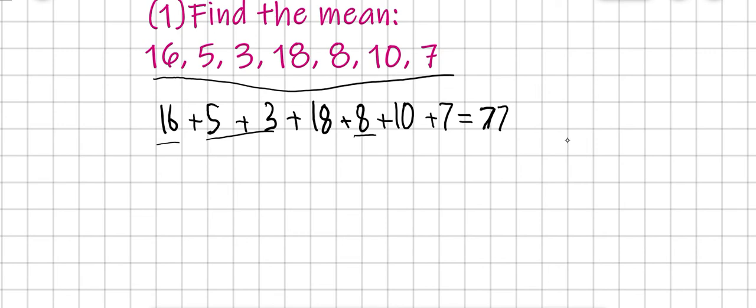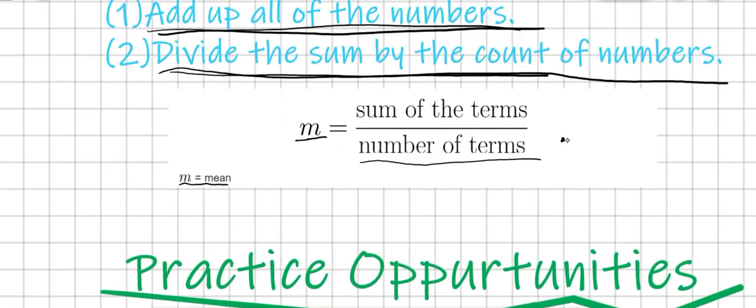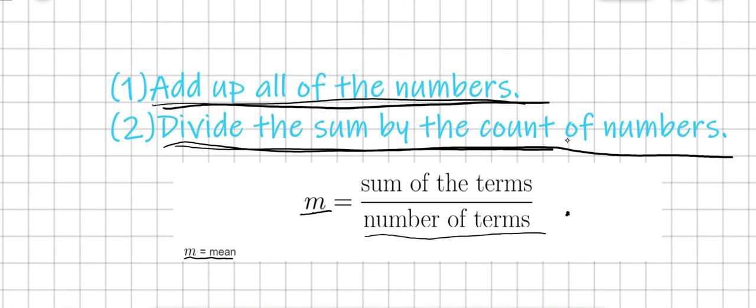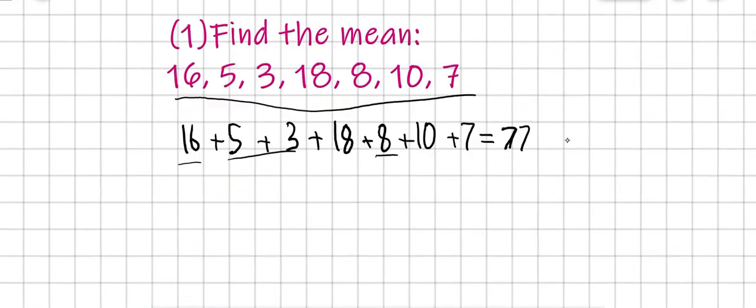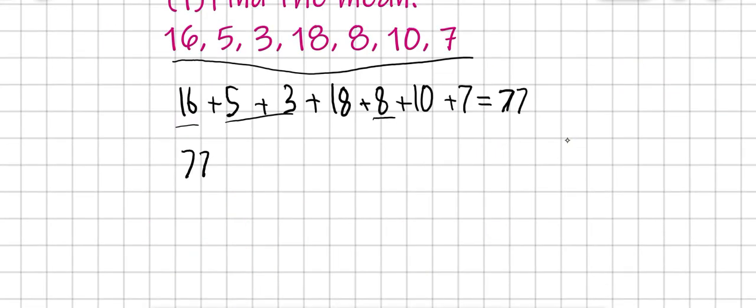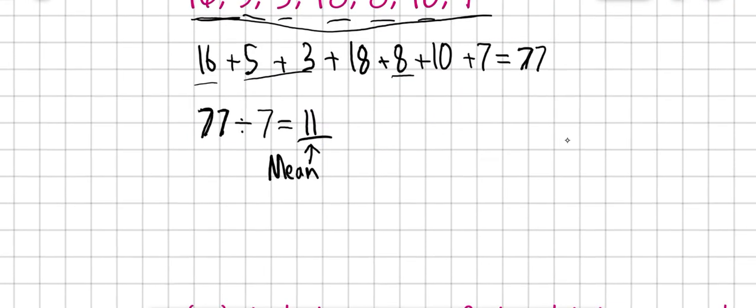Now, if we refer back to step 2, we have to divide the sum by the count of numbers. So we get 77, which is the sum of the 7 numbers, and then we divide it by 1, 2, 3, 4, 5, 6, 7. There are 7 numbers, so we divide it by 7. 77 divided by 7 gives us 11. And then 11 is the mean, right here. So it's not very hard, just 2 steps.